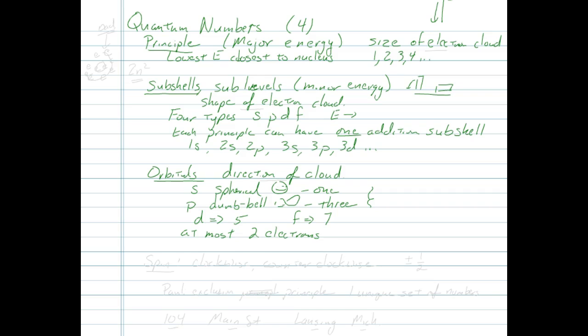The other thing that you need to know about is the principal quantum number, and it is 2n squared. If n equals 1, the lowest level, then you can have 2 electrons in it. If n equals 3, 3 squared is 9 times 2 is 18. So the third level can have 18 electrons in it.